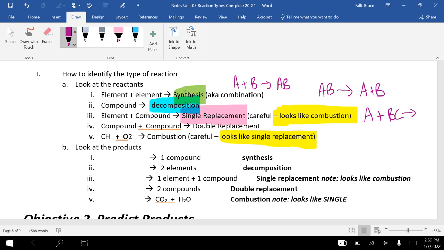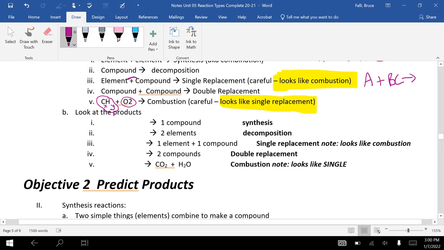Then I could have a compound plus another compound, and that would be double replacement. And I can have C something and H something, so CxHy plus O2 is going to be combustion. And see how I put careful, it looks like single replacement. Do you see how CH is a compound? It's two different things bonded together, and O2 is an element. So you have an element and a compound. If it's specifically these, then it's going to be combustion. If it's not those specific ones, then it's going to be single replacement. So watch out for that.